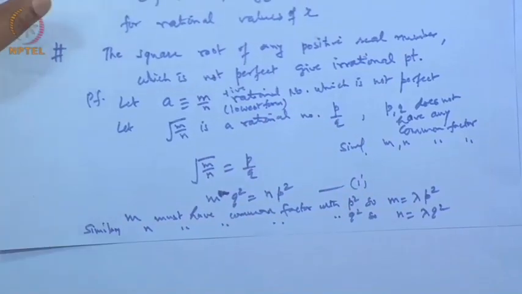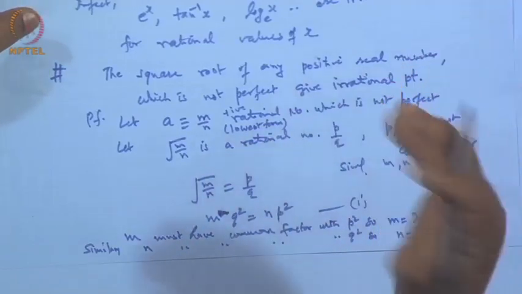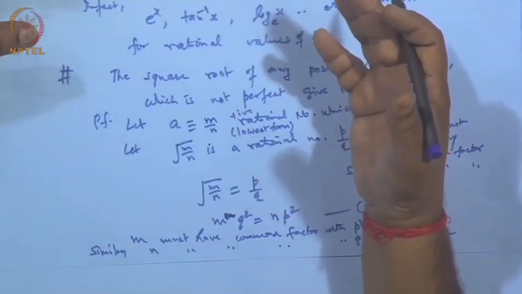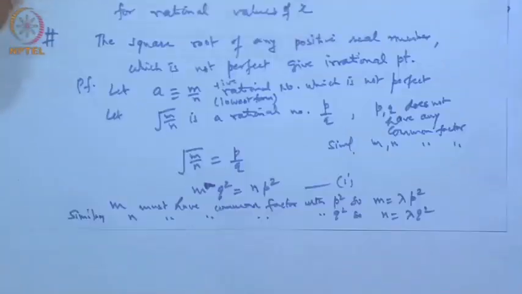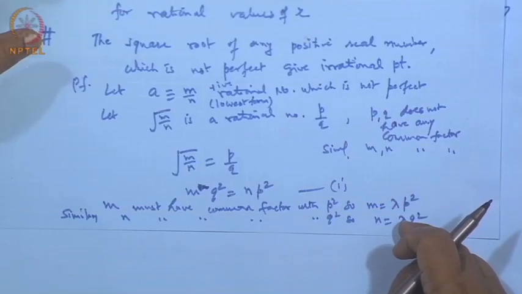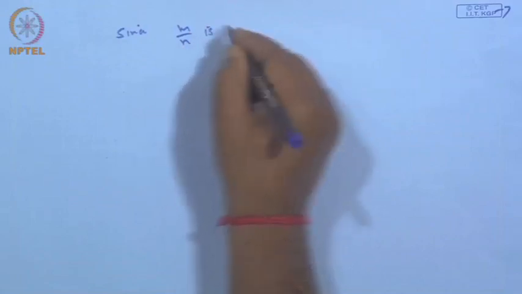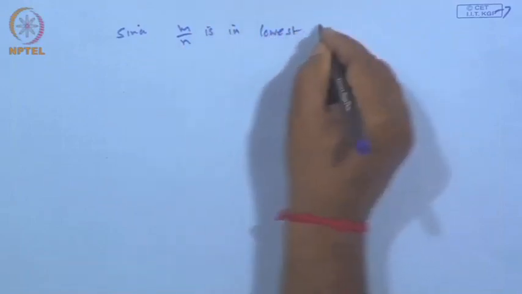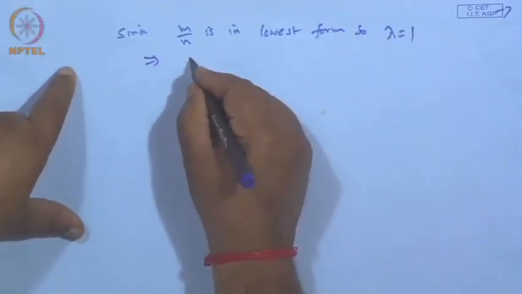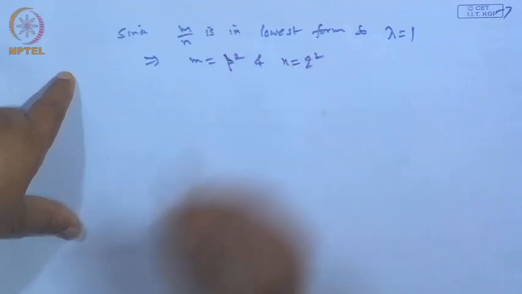When you write a rational number, say 1 by 2 or 3 by 4, it is in the lowest form. Suppose it is 6 by 8, we do not take it as 6 by 8, we put it in the lowest form, is it not? So that there is no common factor between them. So, the only common factor is 1, that is all. So, at the most lambda will be 1. Since m by n is in lowest form, lambda must be 1. Therefore, m is equal to p square and n is equal to q square.